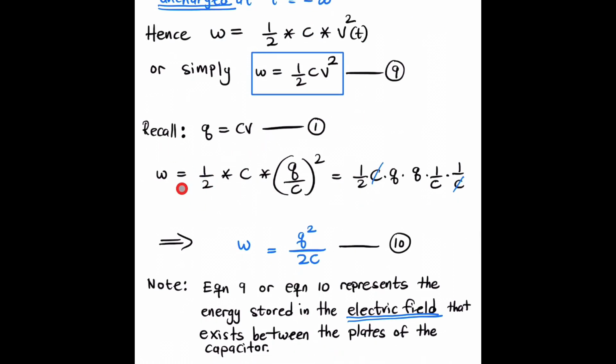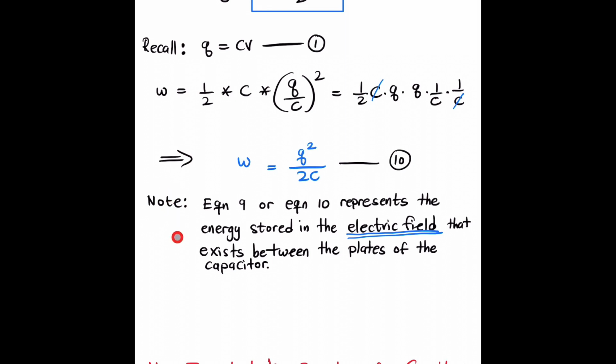So from here, the energy is equal to half times C times V squared. But V is equal to Q divided by C. So from here, we have half times C times Q times 1 over C times 1 over C, and this C cancels this C. This implies that the energy is equal to Q squared divided by 2C, and this is equation 10.